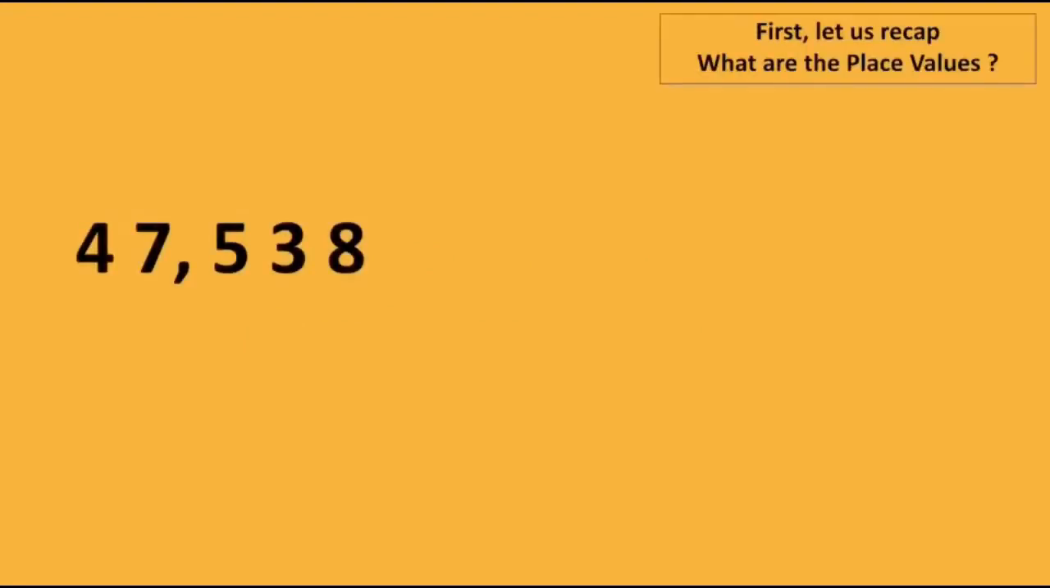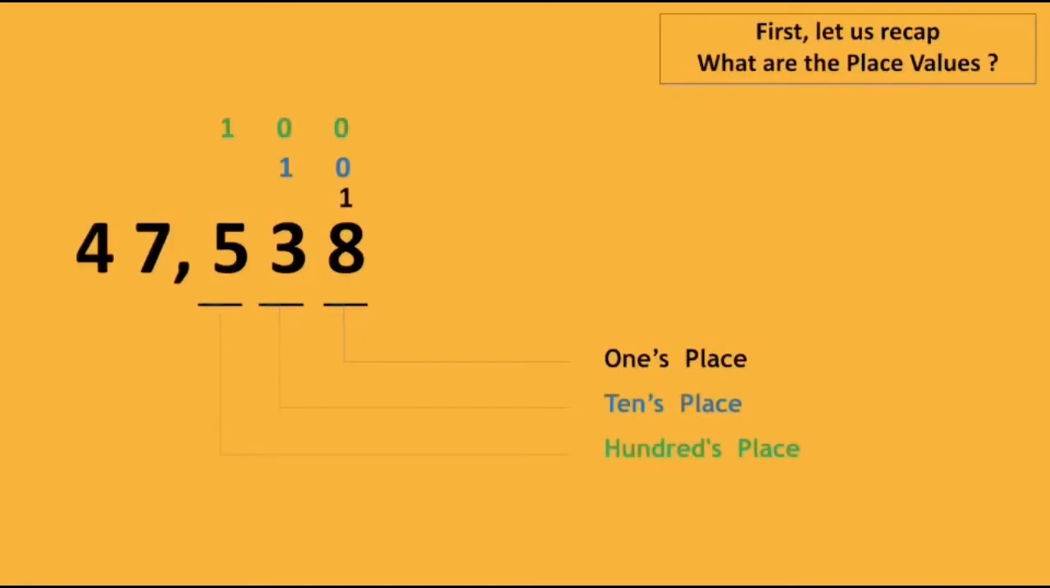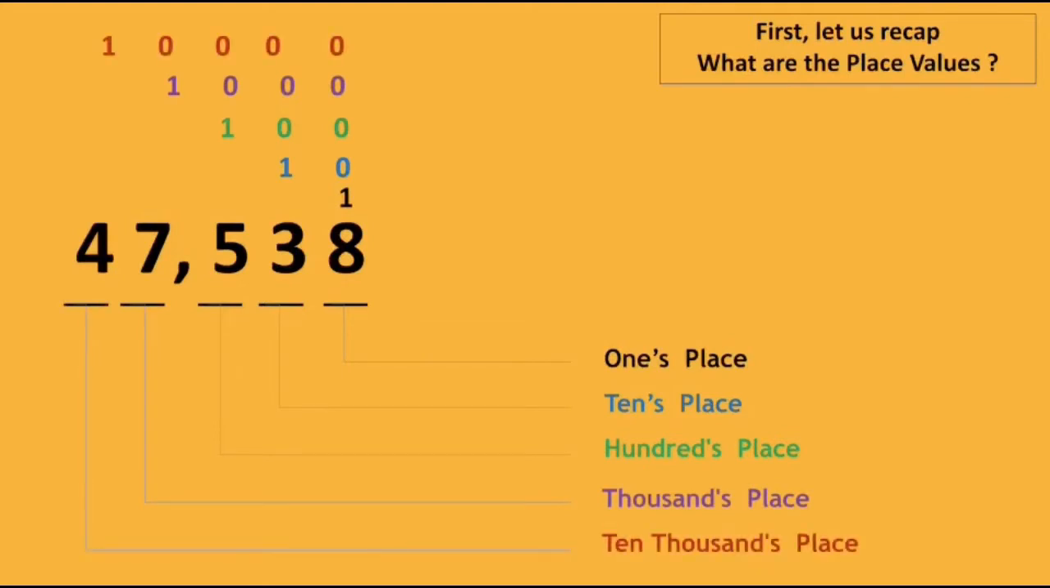Before going to the concept, you will recollect the place values, which you are already very familiar with. Here you are seeing the number 47,538. 8 is in the ones place, 3 is in the tens place, 5 is in the hundreds place, 7 is in the thousands place, and 4 is in the 10,000s place.